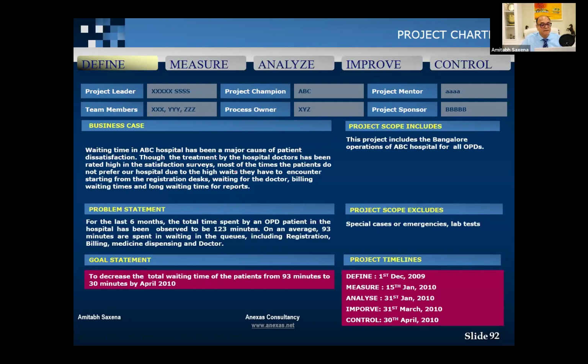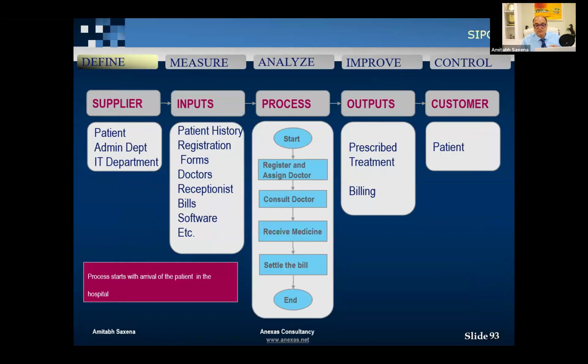So first you write a problem statement, that this was our waiting time. Let's say here it's around 90 minutes was the waiting time. You would like to reduce it by 30 minutes. Now, typically what you do, you first start with the SIPOC.